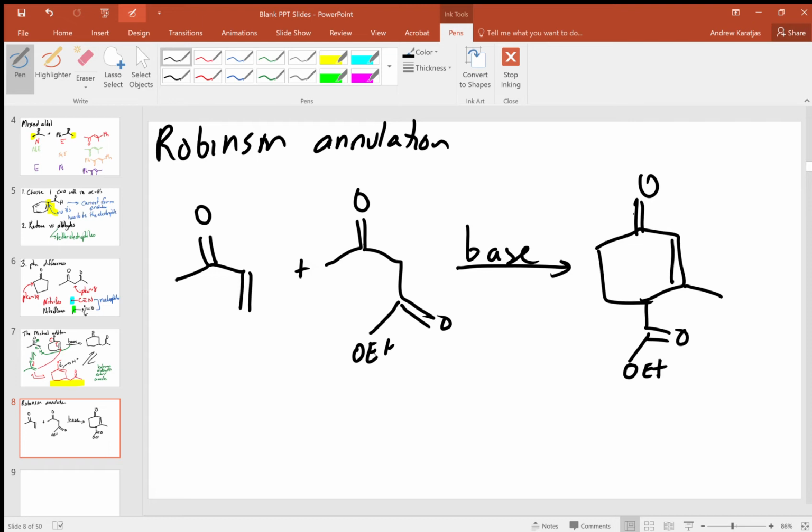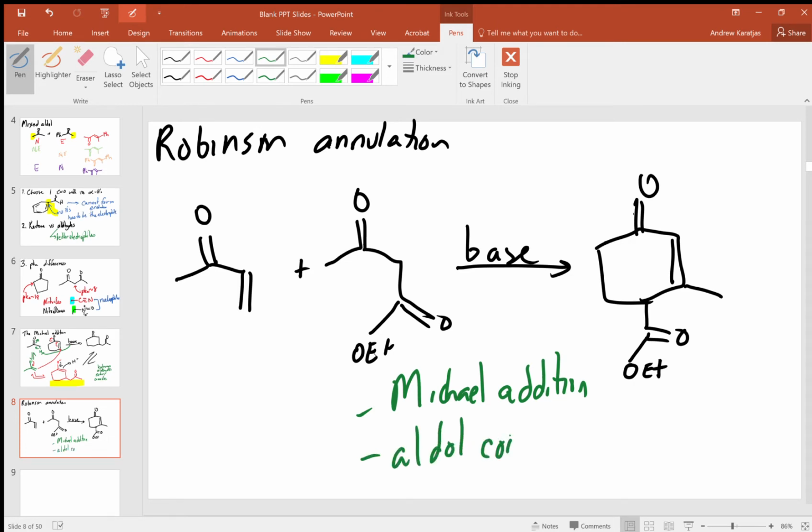But it turns out the Robinson annulation is really made up of two reactions that we've already learned. When we go through the mechanism here in a moment, we're going to see that first we get a Michael addition, and then once the Michael addition is complete, we get an aldol condensation. And so that combination of two reactions takes us from these two very, very simple starting materials to a product that has a lot of complexity built in.